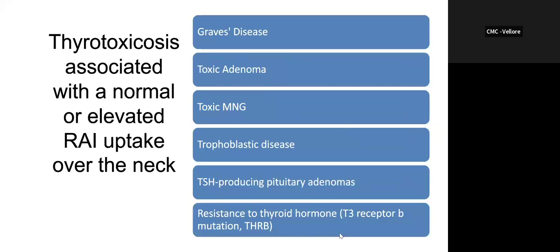Okay, fine. Those who have a high uptake, at the top of the list will be almost always Graves, and toxic adenoma, MNG, and trophoblastic disease are all uncommon, but the top three are the common ones which we will see in our regular practice, right?